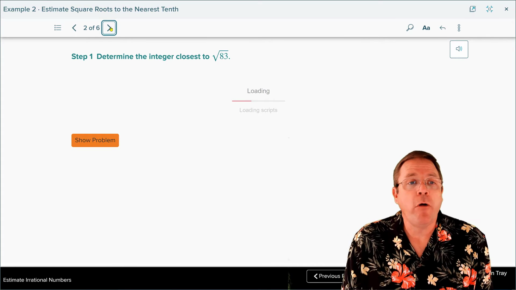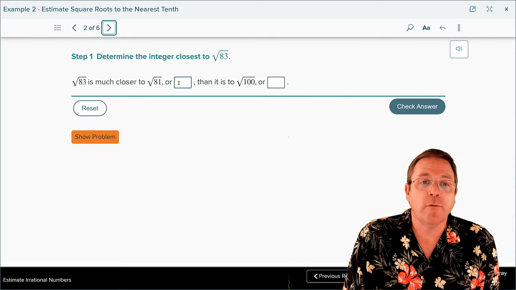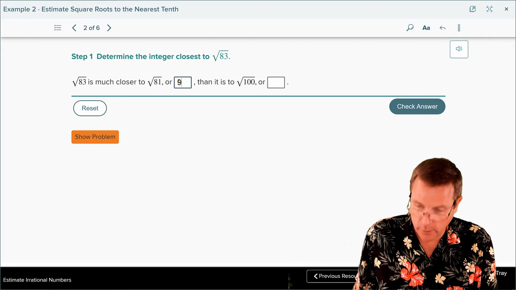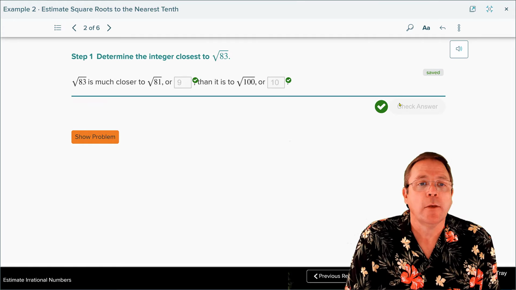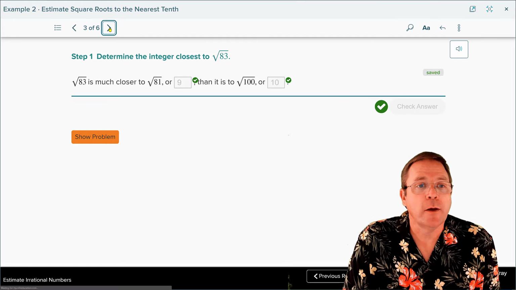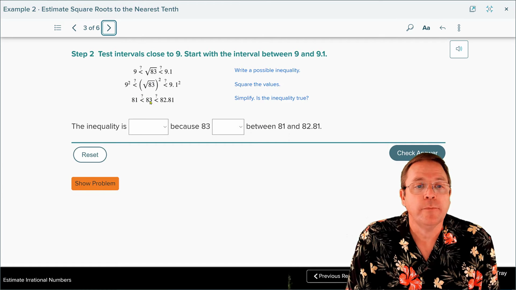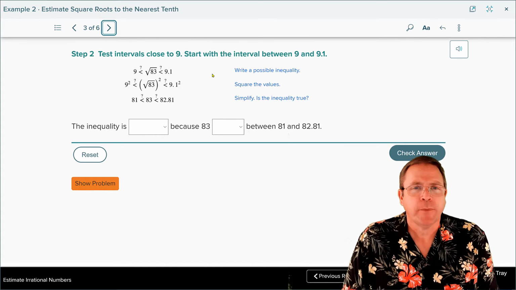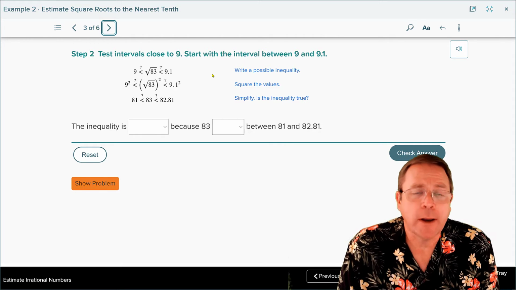First thing we want to do is to determine the integer that's closest to it. As you remember, we've already done that before. We were looking at the square root of 81, which was 9, and the square root of 100, which was 10. Those check just fine. From there, we know that the square root of 83 is going to be closer to the 9. And after finding it closer to the 9, well, then it's time for things to get downright painful.